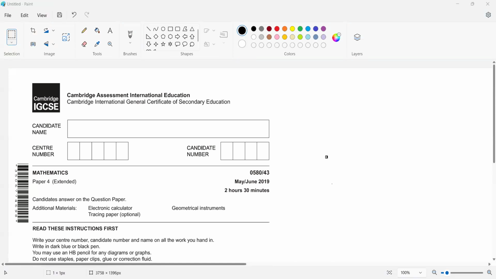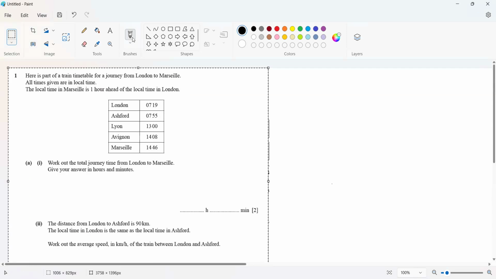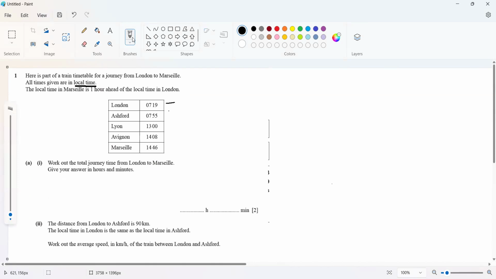So starting off from our first question. We are given a train timetable from London to Marseille. All the times given are in local time. When they say this, they are referring to the local time of that particular area. So there's the local time in London, local time in Ashford, Lyon, Avignon, and Marseille. The local time in Marseille is 1 hour ahead of the local time in London.